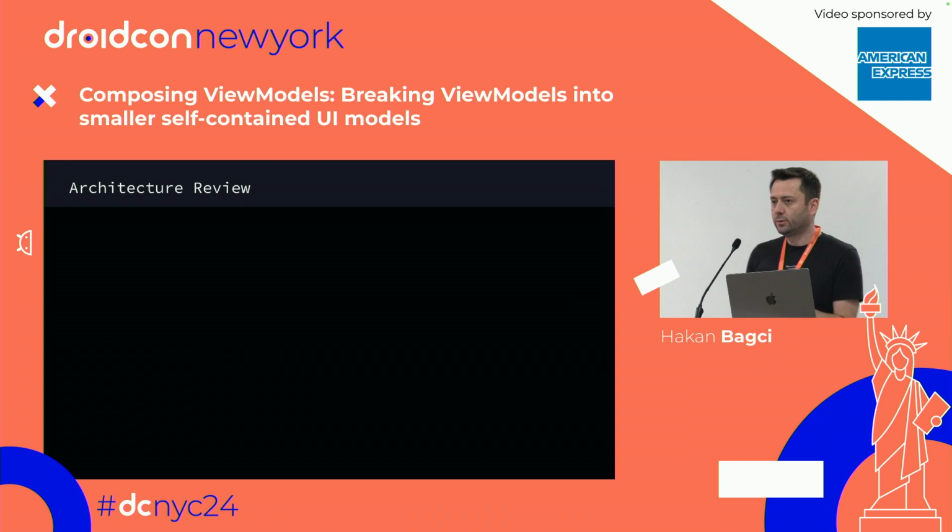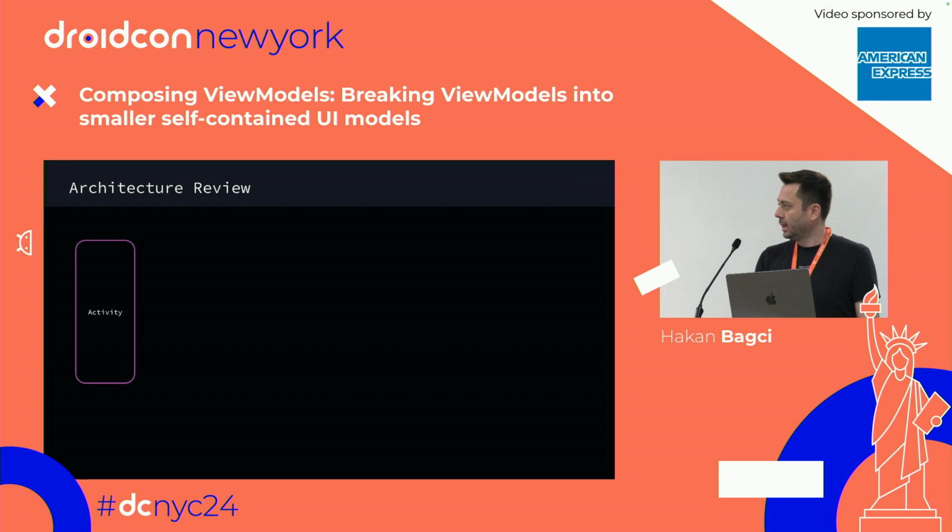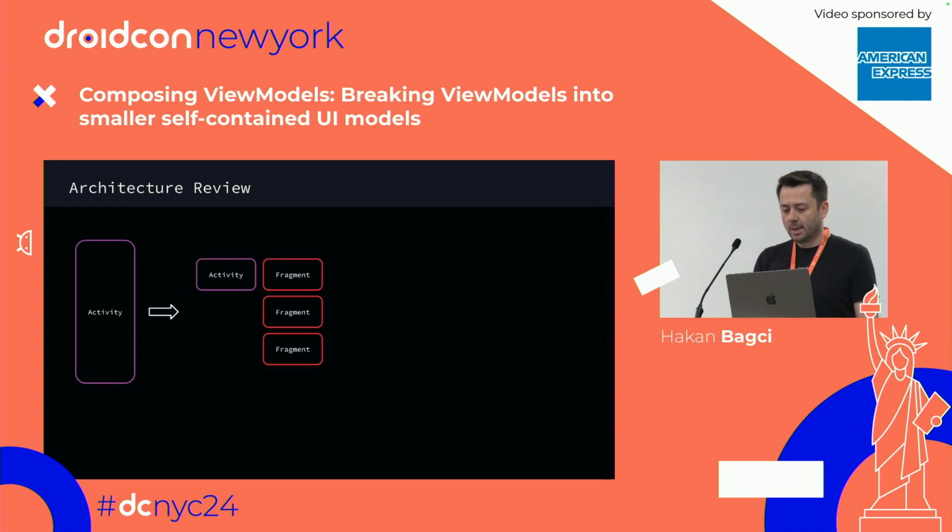Before asking the first question of the architecture review, maybe we can go a bit back in the history of Android development. The whole story actually started with activities, and we were using them to write all our UI logic, and most of the time all our business logic as well, inside these classes. Then fragments arrived. We had new classes to offload some code from activities to fragments.